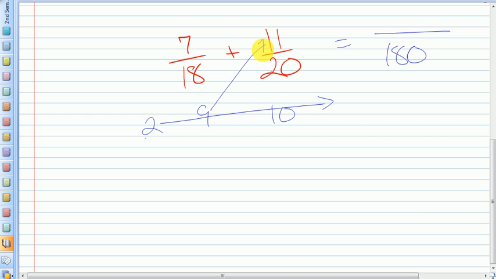And again the student would cross here and cross here. 9 times 11 is 99. 10 times 7 is 70. The student would add. We would get 169 over 180. And it doesn't appear that this will simplify at all.